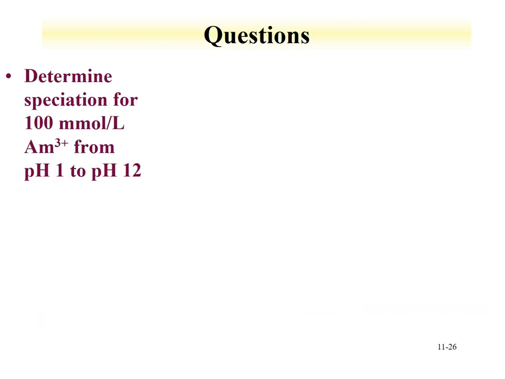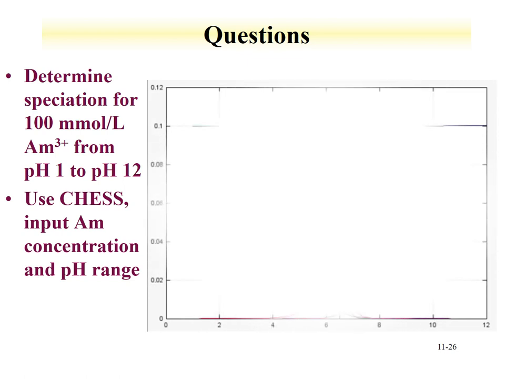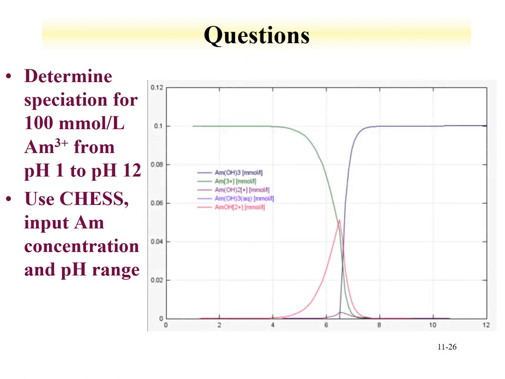Another question that you should be able to answer based upon the lecture is something to the effect of, well, determine the speciation for 100 millimole per liter americium 3 and determine the speciation from pH 1 to pH 12. What one would do, you could use CHESS and put the americium concentration in the pH range. This would have the way of accessing all the constants in the CHESS database, and you can develop a figure that would look like this, where you would see that the concentration of americium 3 is dominant at the lower pH. As you increase pH, it starts to tail off.